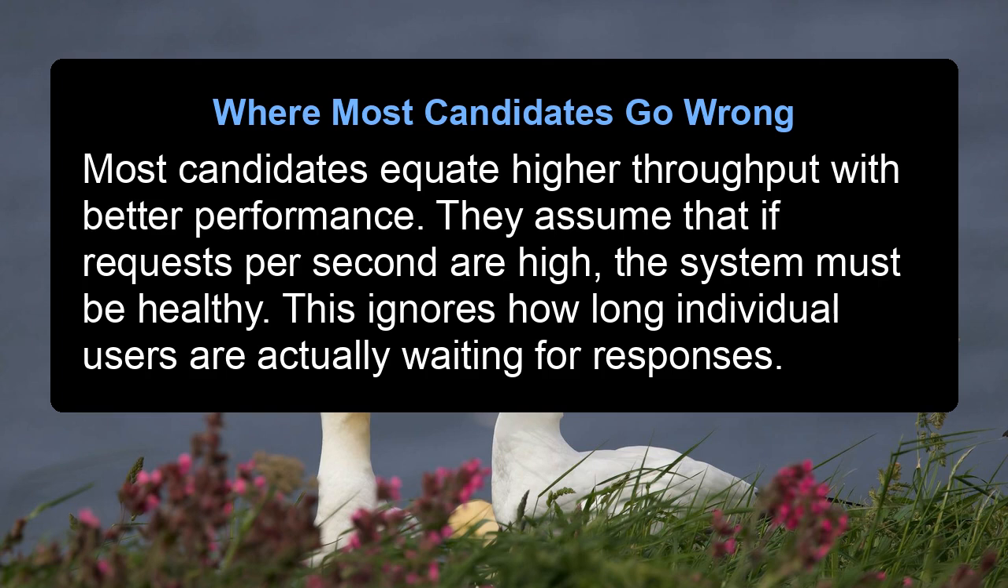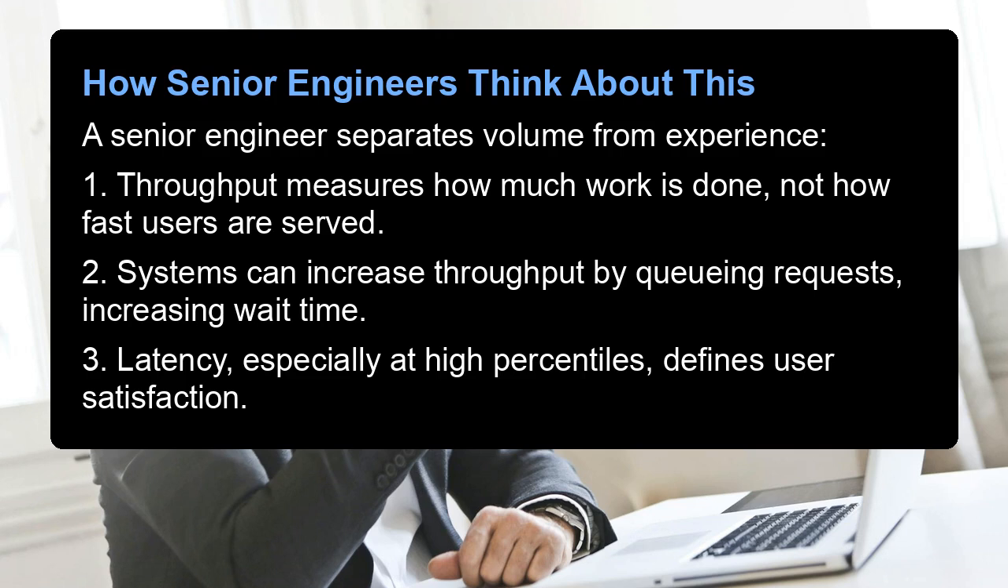Where most candidates go wrong. Most candidates equate higher throughput with better performance. They assume that if requests per second are high, the system must be healthy. This ignores how long individual users are actually waiting for responses. How senior engineers think about this. A senior engineer separates volume from experience. 1. Throughput measures how much work is done, not how fast users are served. 2. Systems can increase throughput by queuing requests, increasing wait time. 3. Latency, especially at high percentiles, defines user satisfaction.